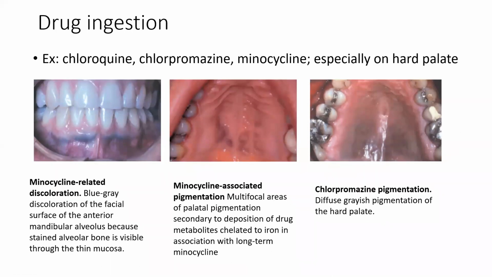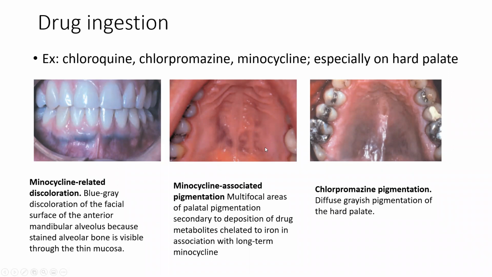Different drugs, for example, chloroquine, chlorpromazine, minocycline, and bismuth, like many drugs can cause discoloration of the oral cavity, as we all are aware. Minocycline has a tendency and affinity towards the bone, and long-term therapy with minocycline led to the discoloration of the facial aspects of the anterior bone of the mandible, because the attached gingiva is very thin and the alveolar mucosa is very thin in the anterior mandibular region. Staining of the bone can be seen through this thin mucosa, and this is minocycline related.